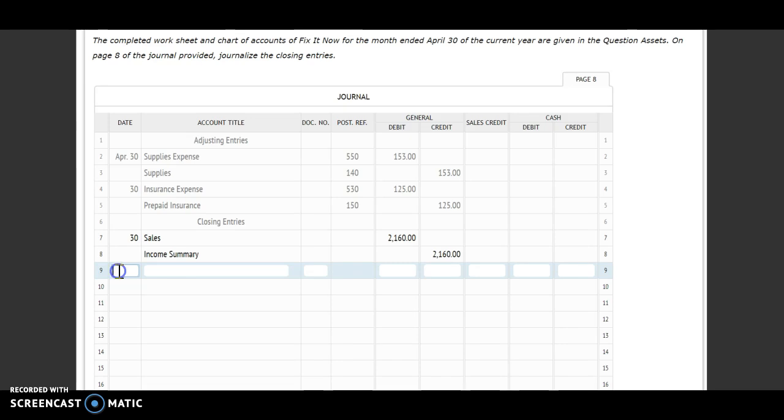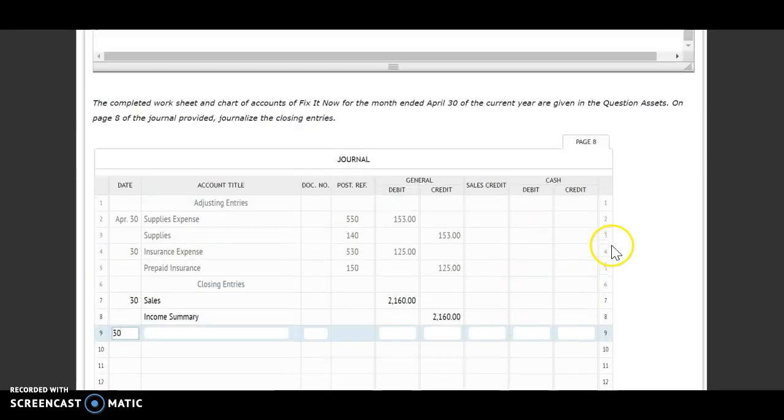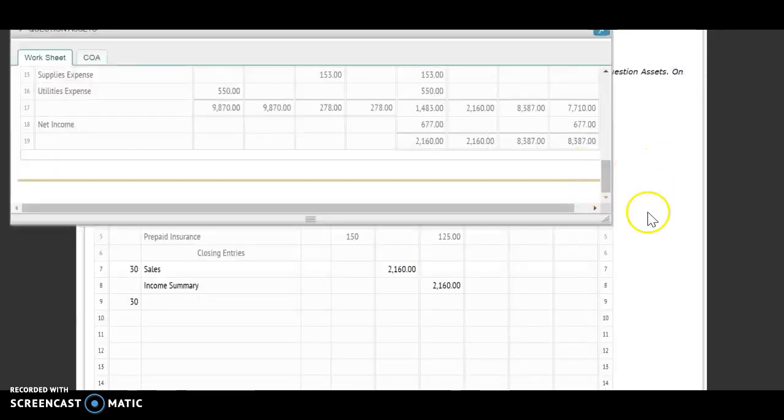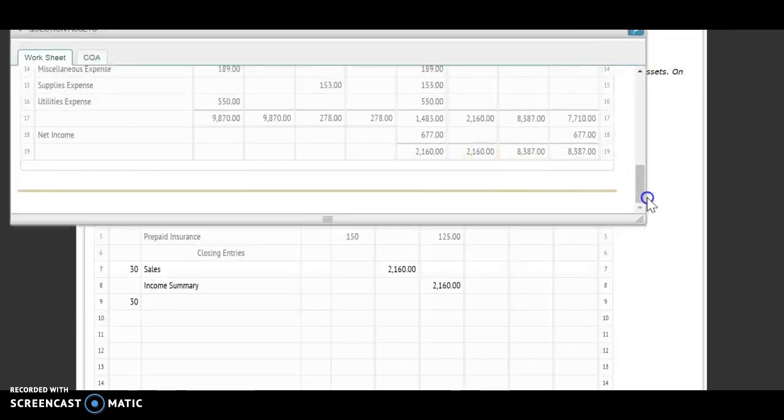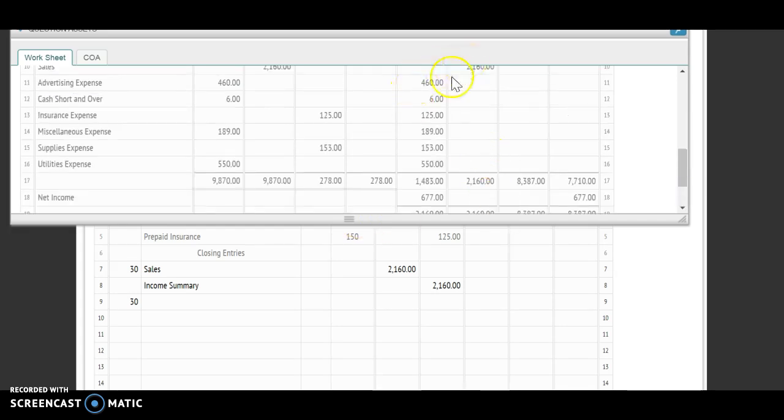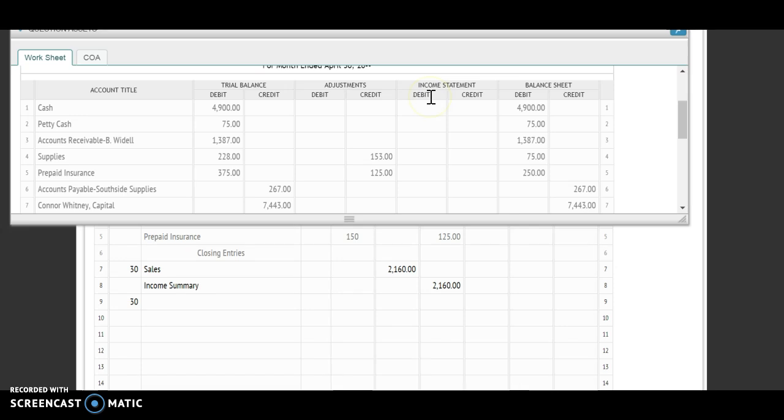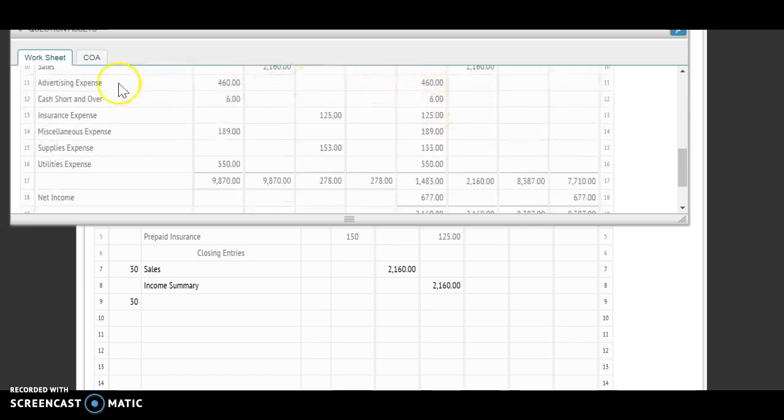Next closing entry is I'm going to close any of my income statement accounts that have debit balances. So when I look again, I'm looking at my income statement debit column. I'm going to scroll down, and here are my accounts that I'm going to be closing. Since they have debit balances, to close them and bring them to 0, I need to credit those accounts. So if I'm crediting those accounts, I'm going to be debiting income summary. Now, I don't know the amount right now because I need to total all of those other accounts first. So I'm just going to leave that debit blank. Don't forget to put it in there. I'm going to leave it blank for right now.